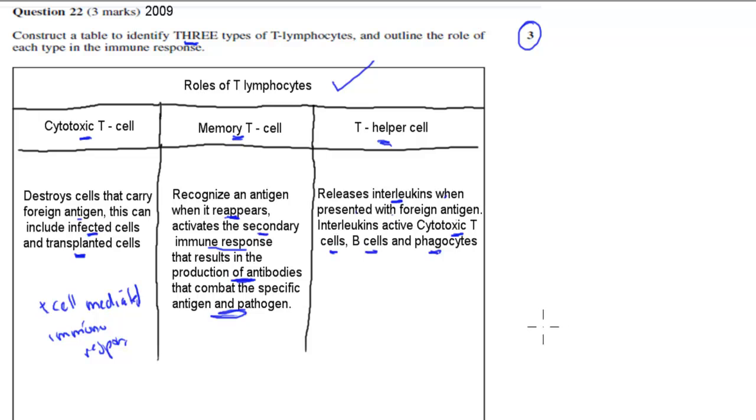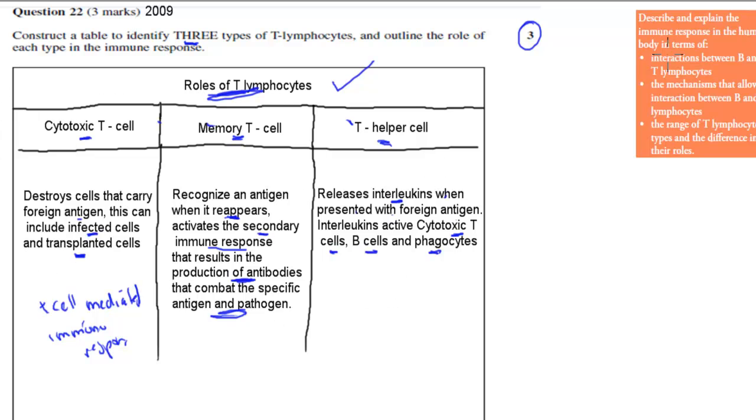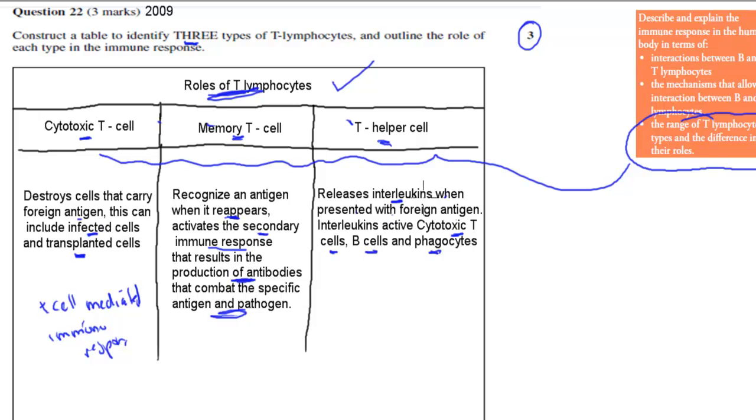Again, you could have chosen the other ones as well, but you just had to make a table, put down the correct table with a heading and the actual names, and then quickly go through a quick outline of what they each do. This question came from this dot point: describe and explain the immune response in the human body in terms of the range of T lymphocytes and the difference in their role. So here we have these different types of T lymphocytes and what kind of role they have. Hopefully that was useful.